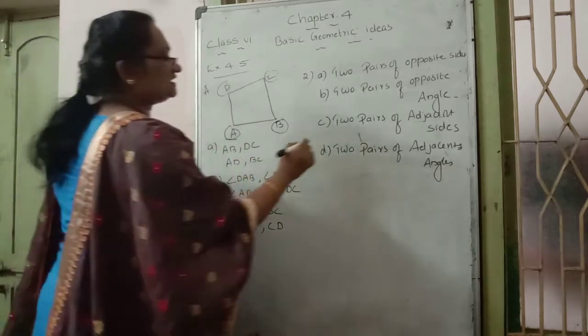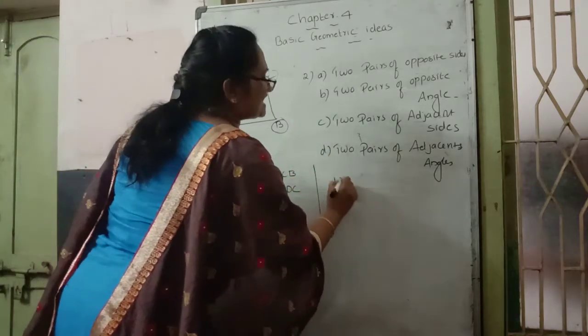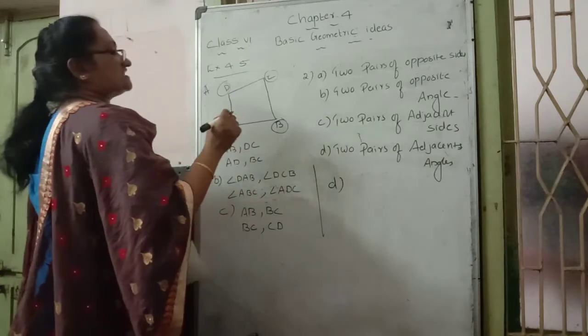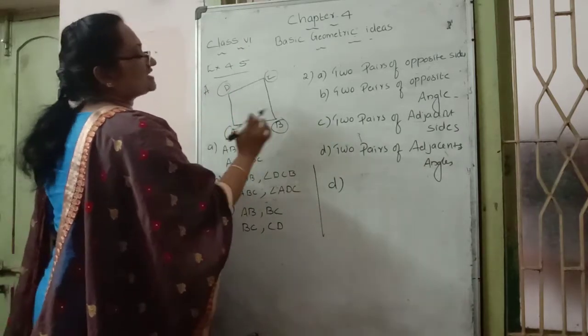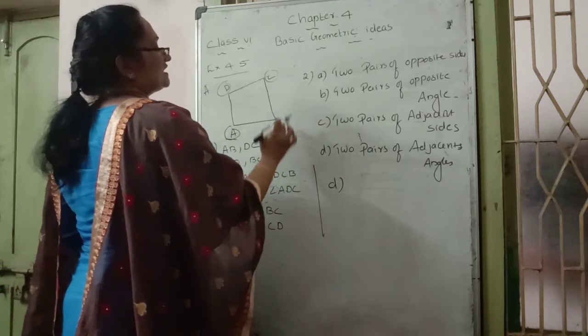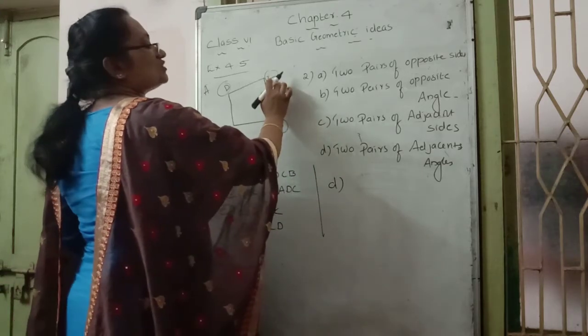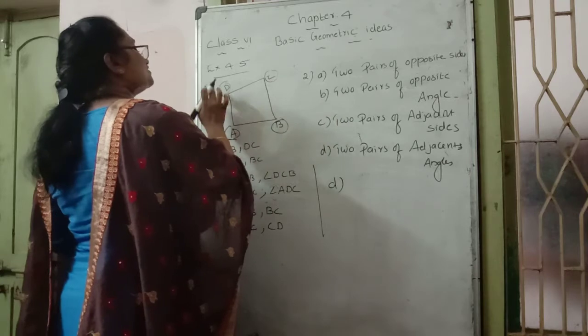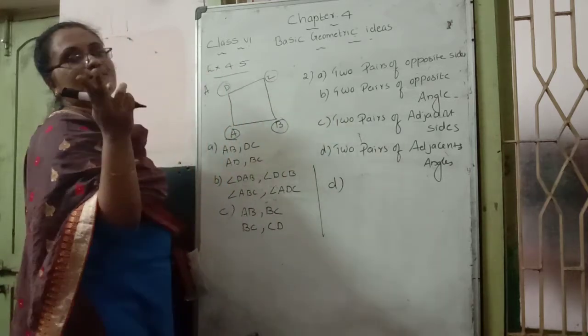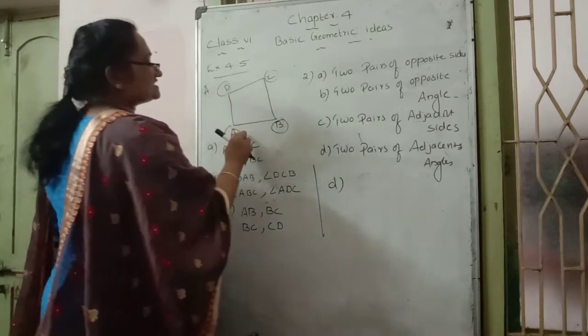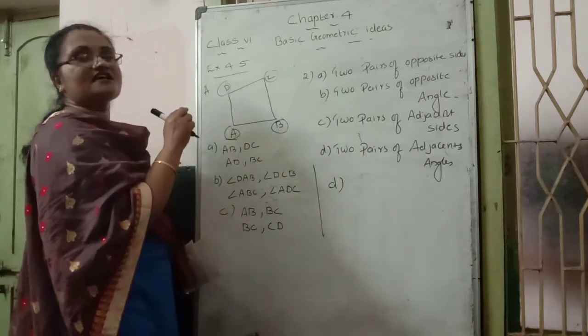Enough. Then the D question: what are they asking? Two pairs of adjacent angles. Adjacent means nearer angles. Angle A is adjacent to angle B. Angle B is adjacent to angle C. Angle C is adjacent to angle D. Angle D is adjacent to angle A. Here they ask for only two pairs. So we can say angle A and angle B are adjacent.